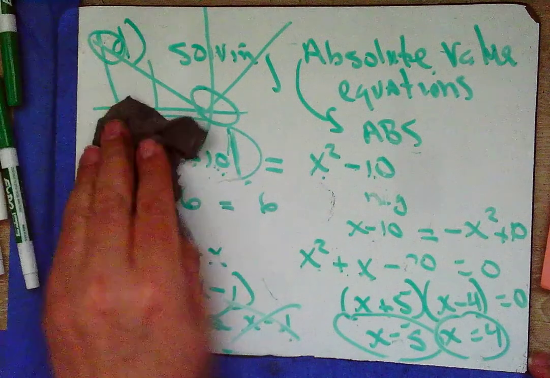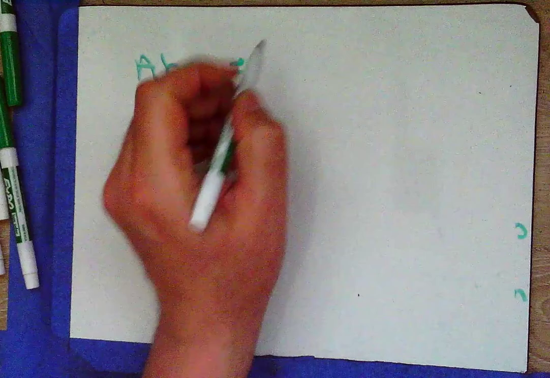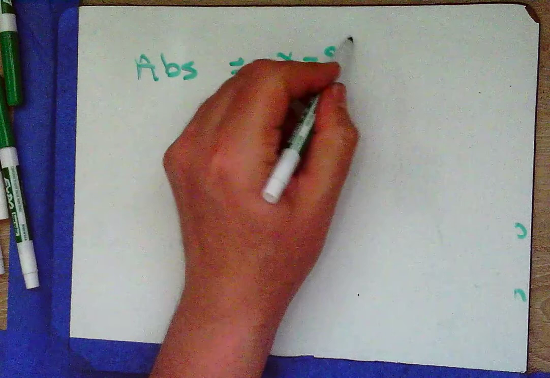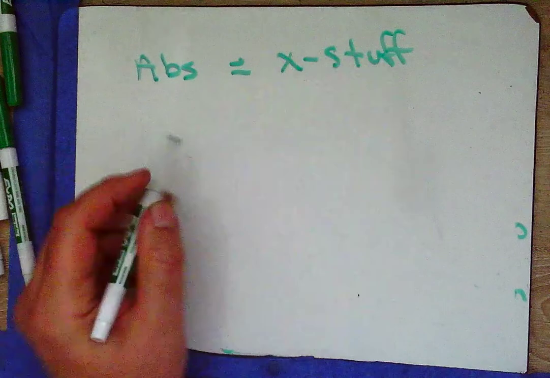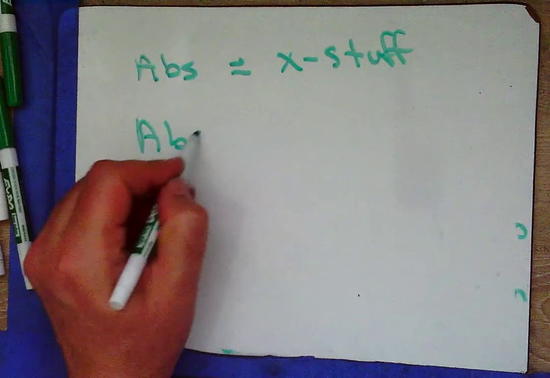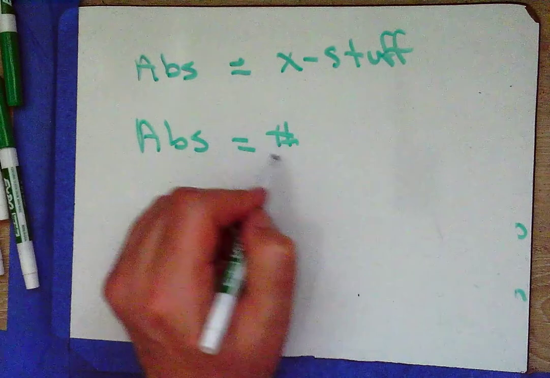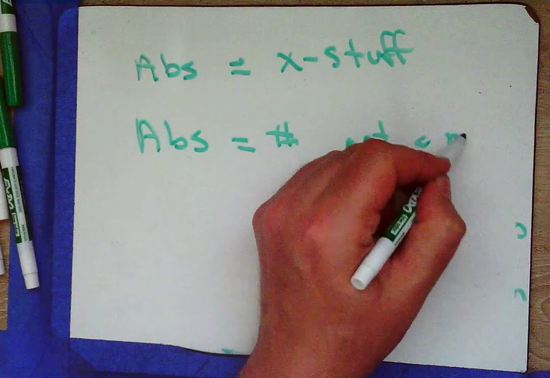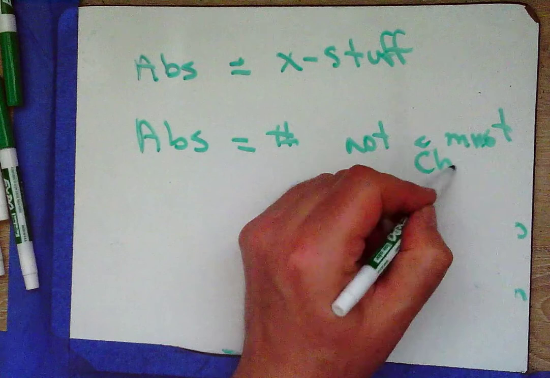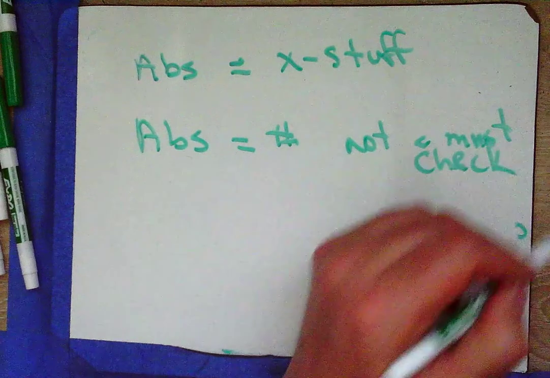This is our third must check. What is our third must check? Absolute value equals X stuff. When we have absolute value equals a number, that's not a must check. That's just an ought check. I ought to check that on a test.